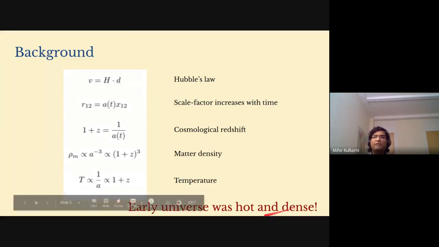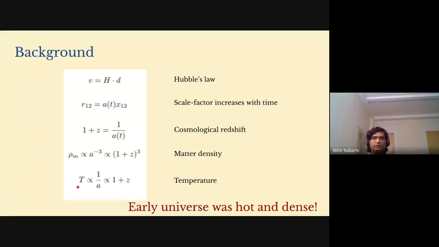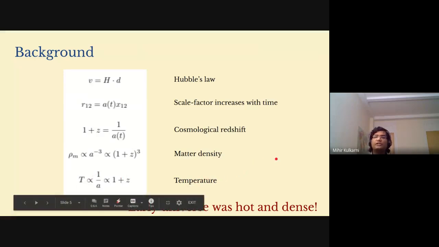And as the universe expands, the matter density decreases because of expansion. It decreases as a to the minus 3. And this also results in the temperature of the universe decreasing with time because of expansion. So this is true for the temperature of the universe, or the temperature of the cosmic microwave background that we observe. So this leads us to the conclusion that the early universe was hot and dense.